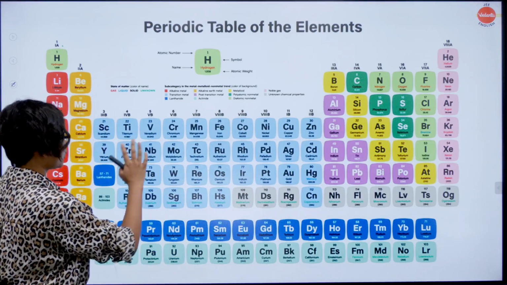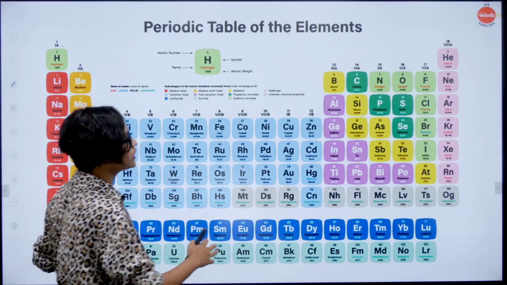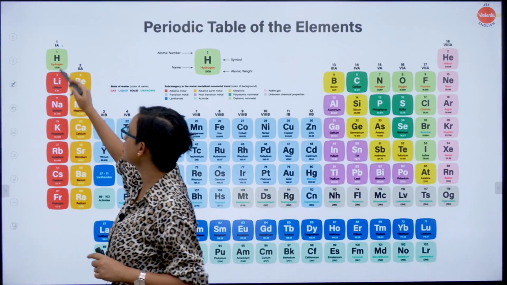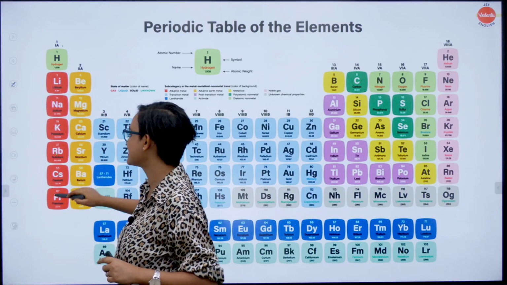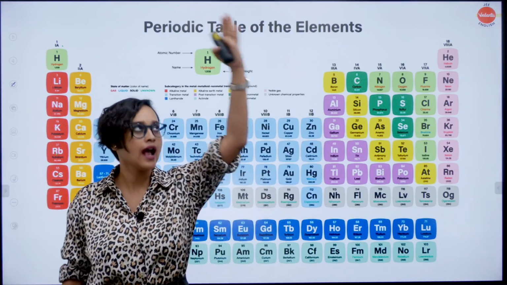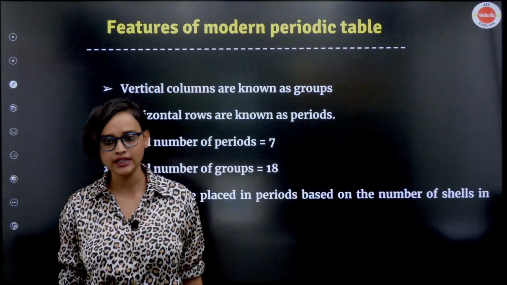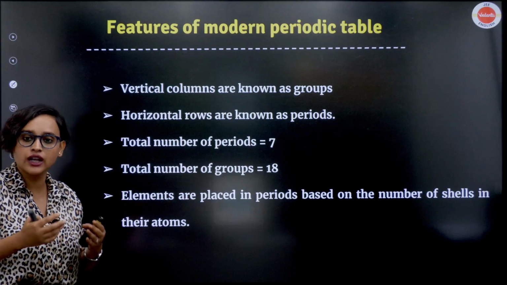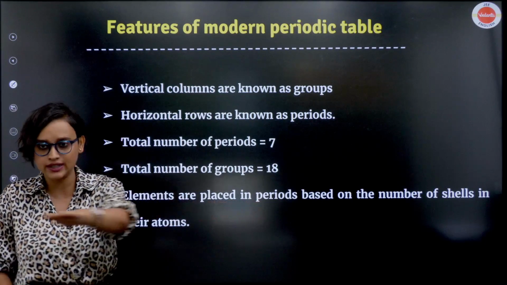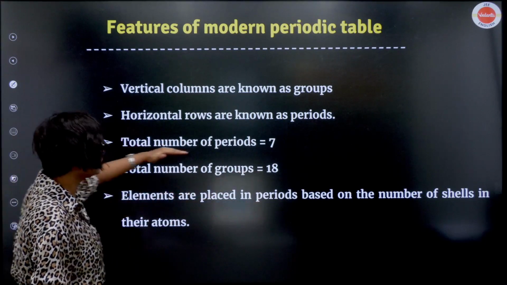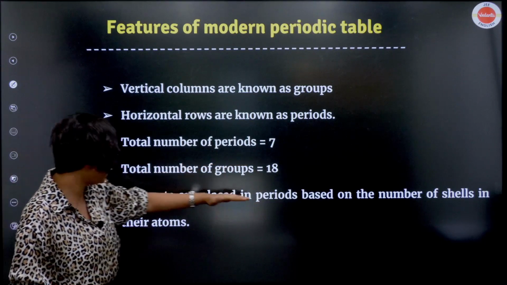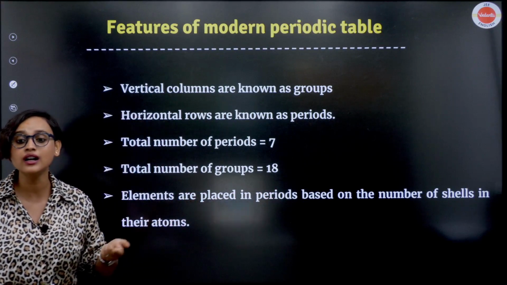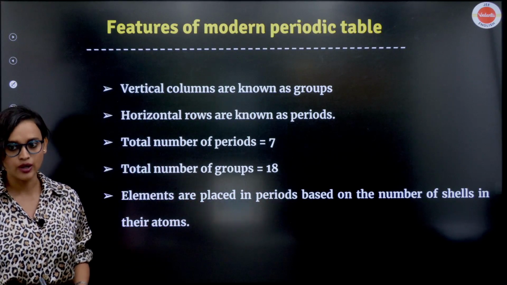So basically this is your whole periodic table, and in the modern periodic table you now have 18 groups and 7 periods, okay? Alright, got it? So what do we have? The vertical columns, from top to bottom, are known as the groups. The horizontal rows are known as the periods. There are a total of 7 periods and 18 groups, and the elements placed in the periods are based on the shells in their atoms.